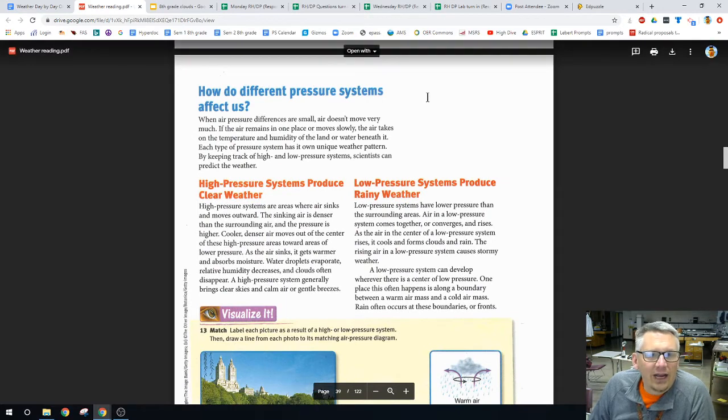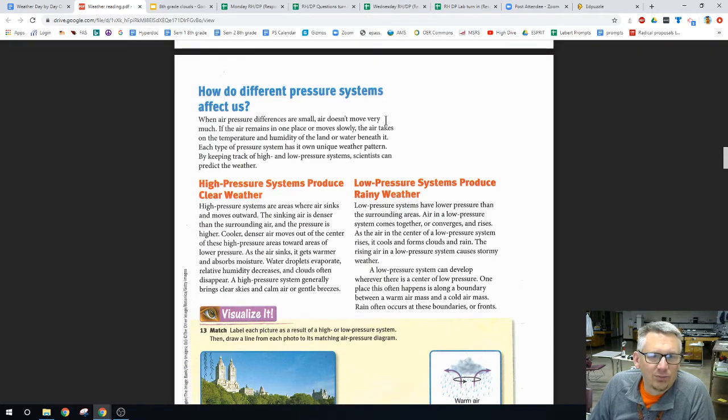How do different air pressure systems affect us? When air pressure differences are small, air doesn't move very much. If the air mass in one place remains in one place or moves slowly, the air takes on the temperature and humidity of the land or water beneath it. Each type of pressure system has its own unique weather pattern.